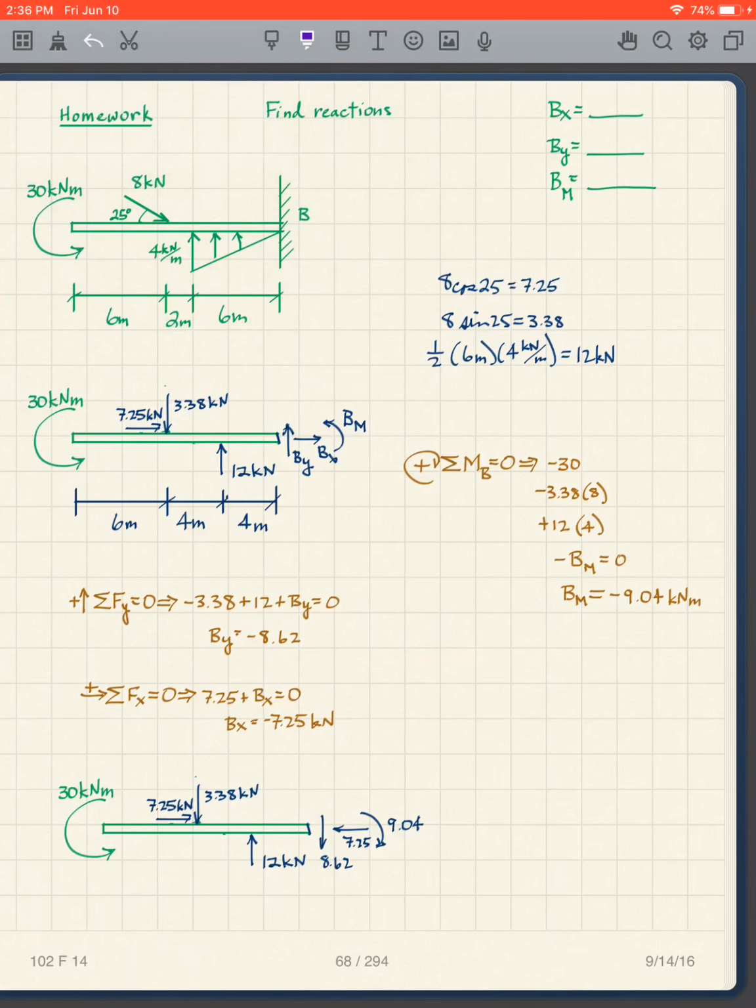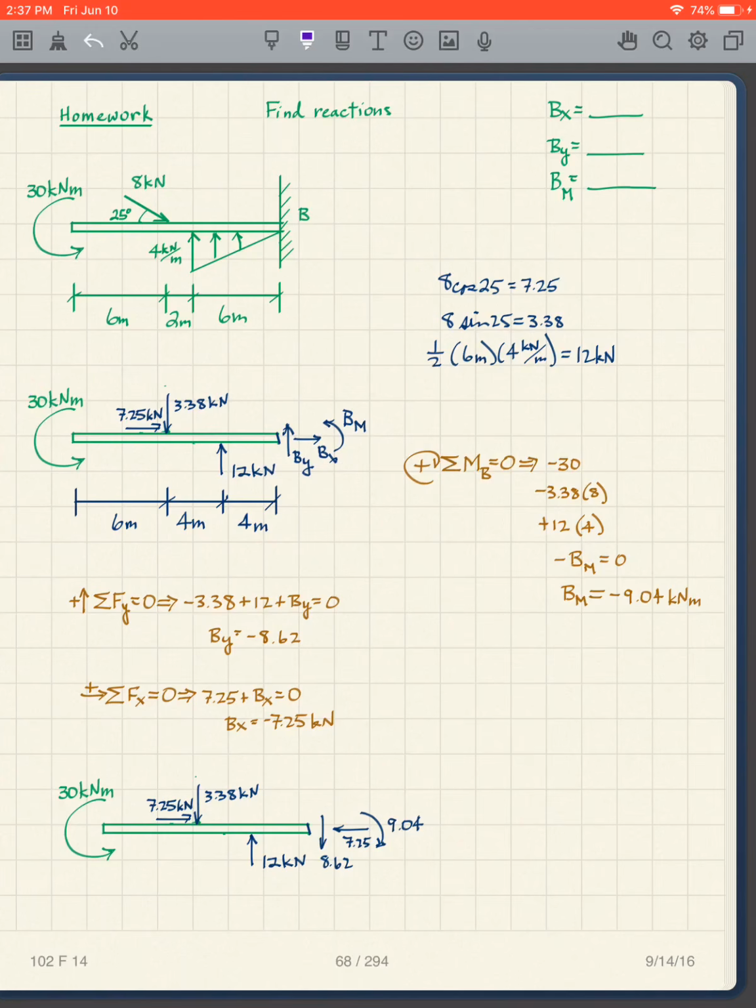And then because I've made a cut at this location, what do I have? I've got a BY, a BX, and a BM. And like I say, the direction here, you choose it. Once I have it, I follow this.